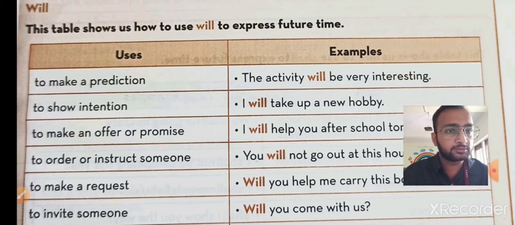To make a prediction, to predict that something will happen or will not happen in the future: the activity will be very interesting. So it is a prediction that the activity that we are going to do in the future will be very interesting. To show intention: I will take up a new hobby. Every new year we have some oath or pledge or promises that we will follow in the future. So what is that called? Basically it is called intention. What is our intention in the new year? That I will take up a new hobby.